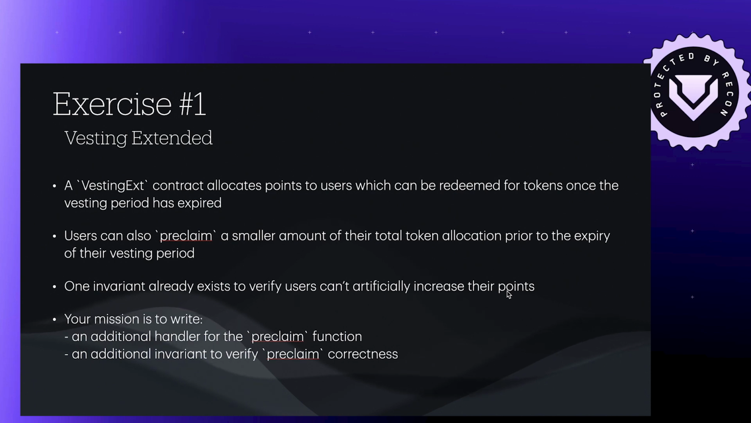One invariant that already exists, which we saw before, is to verify that users can't artificially increase their points, so that the total points in the system remain equal to the total points when it was created, to stop a user from artificially increasing their points and draining the entire token supply. But there's an additional invariant here, which is that users should not be able to pre-claim more than their total pre-claimable amount. For example, if you can pre-claim 10% of your total amount, and you can get around that, then you could pre-claim all your tokens very quickly and dump them all on the market, which would let you get exit liquidity faster than other people. That would not be fair.